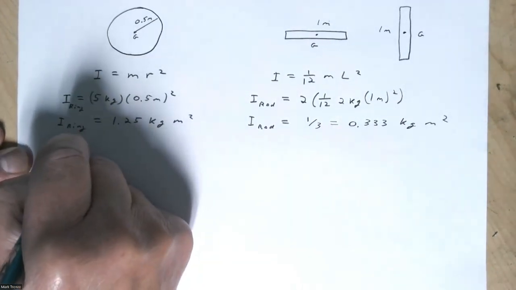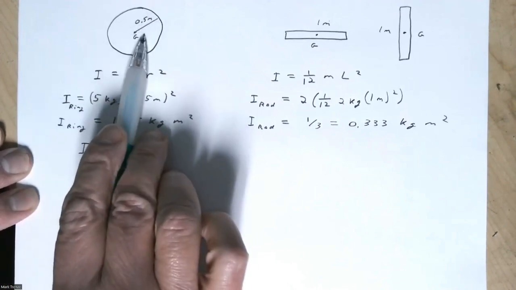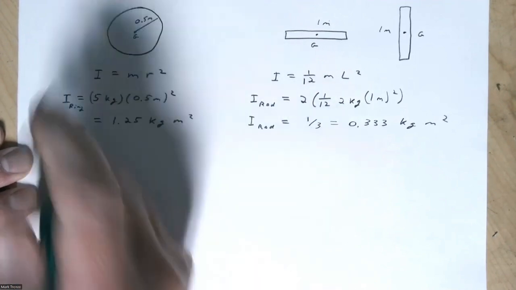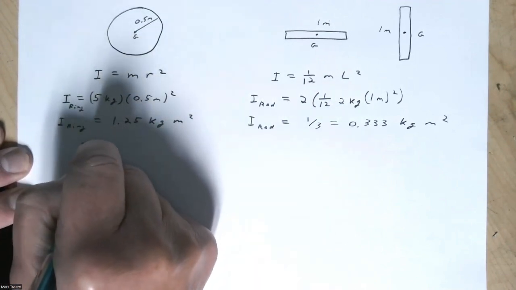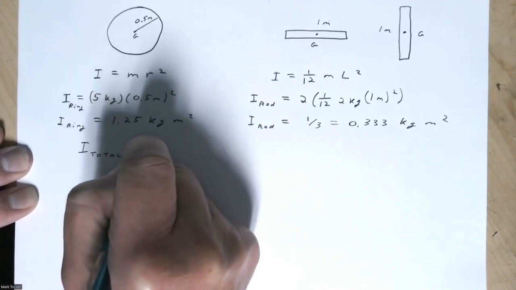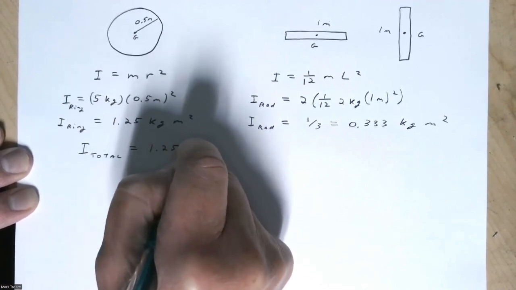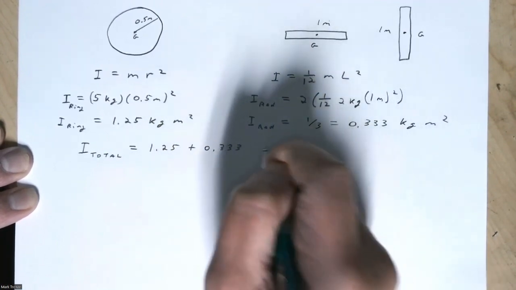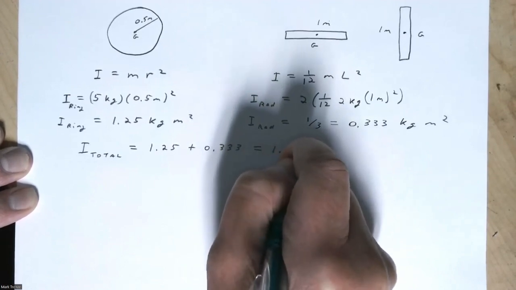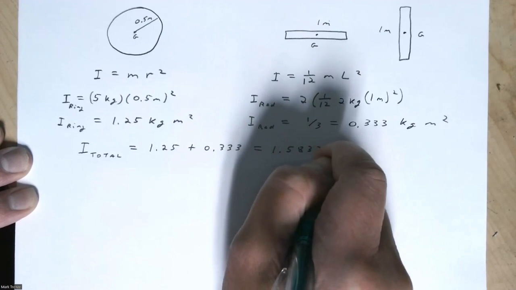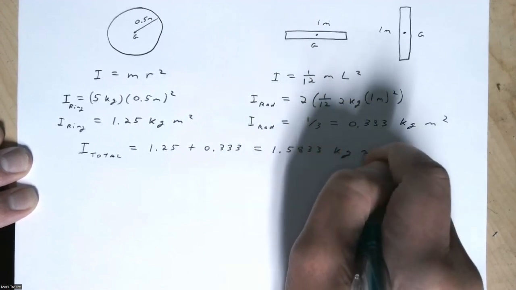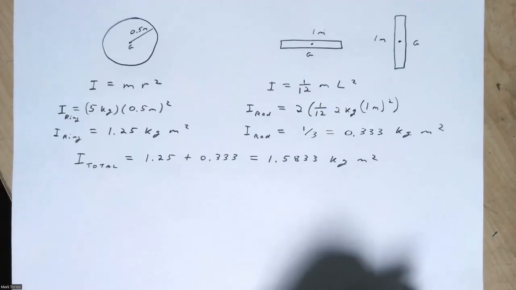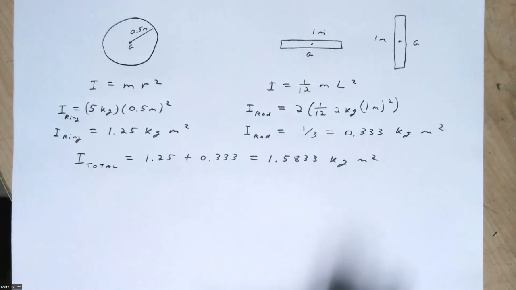And so the I total, once again, because all the centers of gravity coincided with the center of rotation, we don't have to include any parallel axis theorem. And when we add these together, we get 1.5833 kilogram meters squared. And then the only work is going to be the work of that spring. And it actually sort of defines it for us.